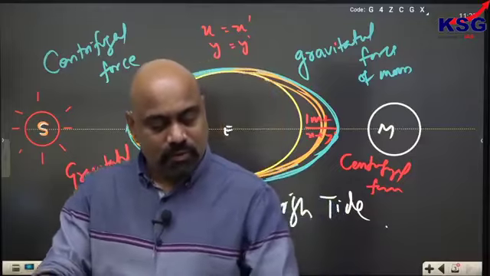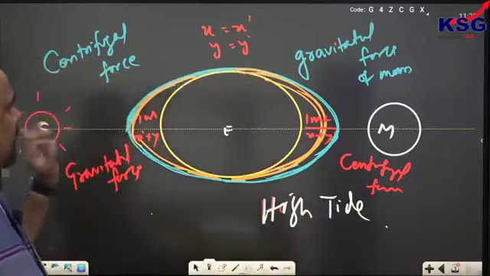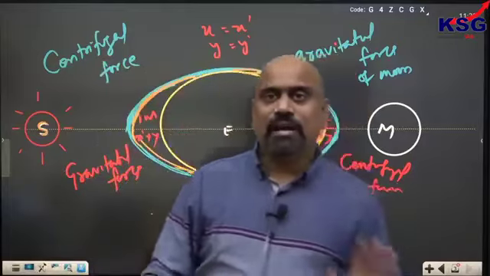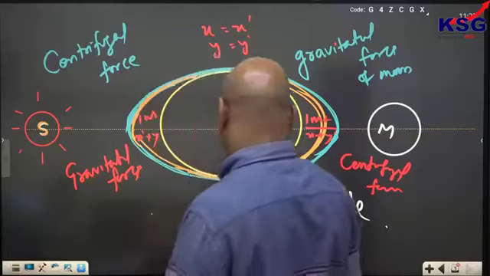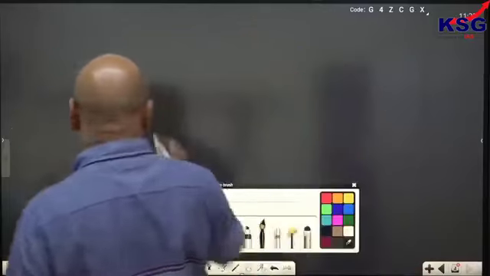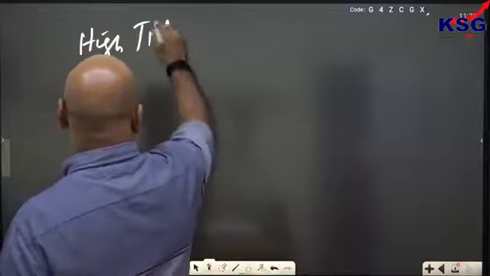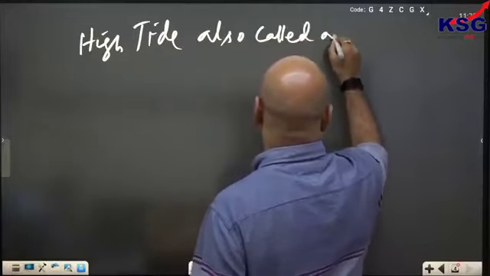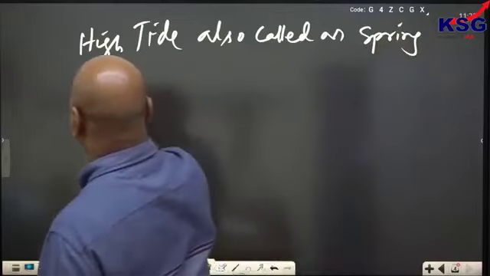So, as I have just mentioned about the tide, there are two major types of tide: high tide and low tide. I am talking about the high tide here. High tide is also known as the spring tide. Also called spring tide.